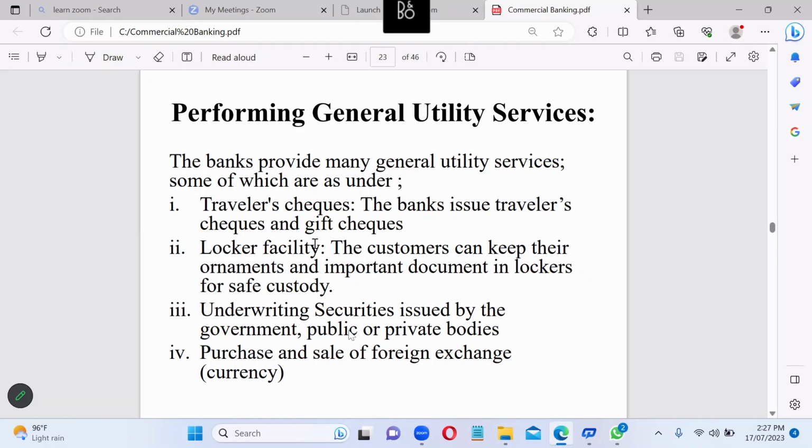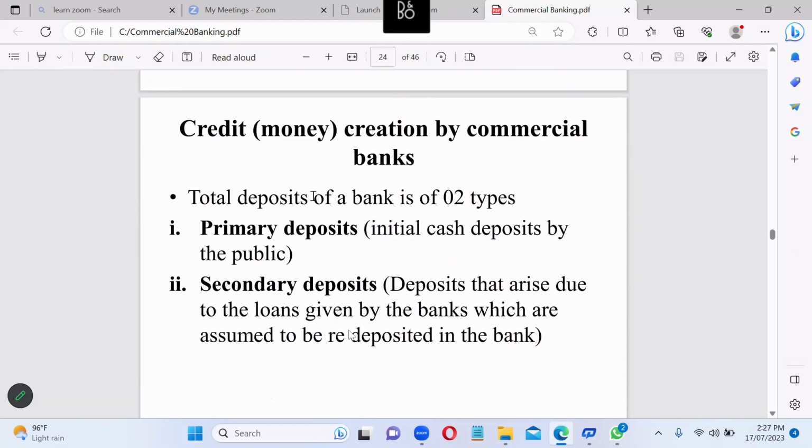And underwriting securities issued by the government, public or private bodies. So underwriting securities is also another service. And finally, the purchase and sale of foreign exchange. You can go to the bank and change dollars to rupees, or change rupees to dollars. So these are the other general utility services provided by the commercial banks.